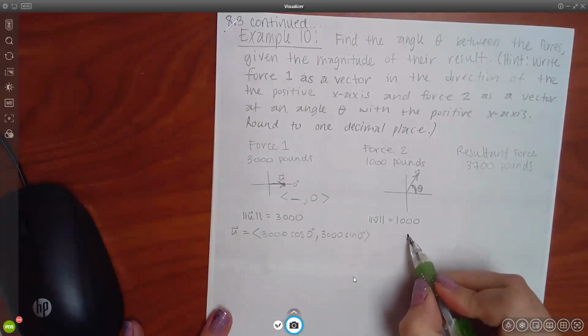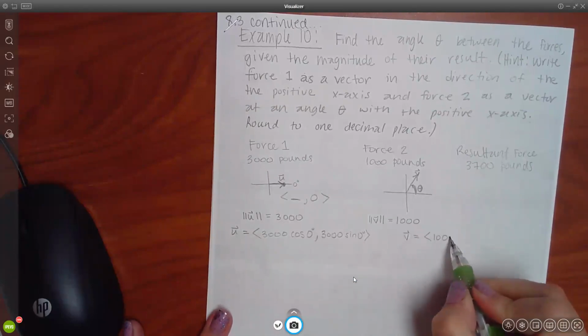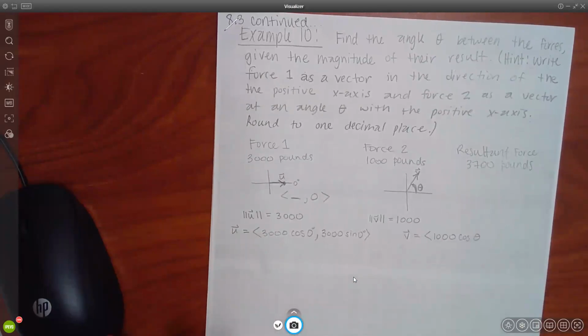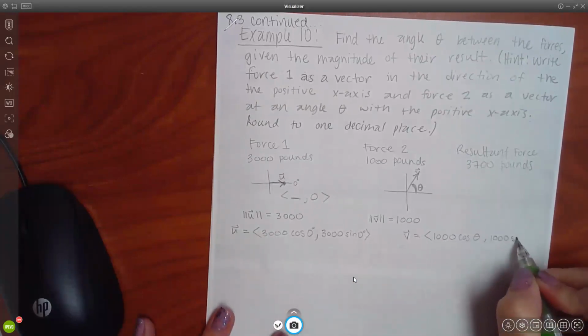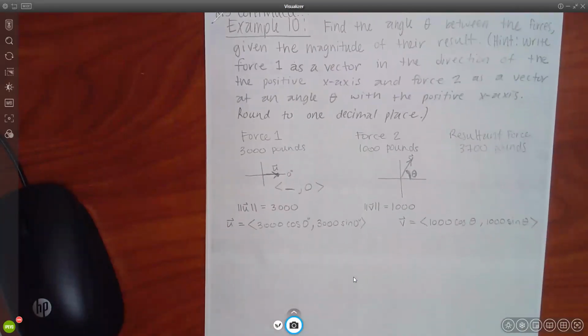For the v vector, it's going to be the magnitude, which is 1,000, times cosine of this angle, which I don't know, right? And then the magnitude again times the sine of that angle. Again, I don't know that angle just yet, okay? That's what they're asking me to find, right? It literally says find the theta, right? So that's the guy we're trying to figure out.